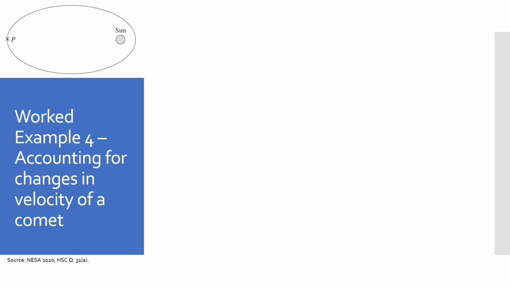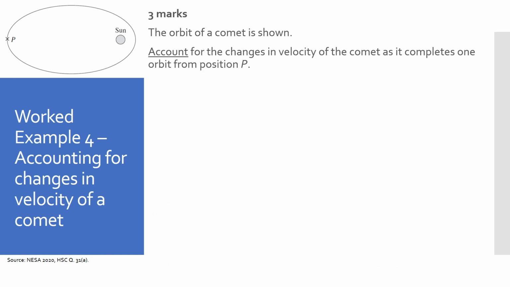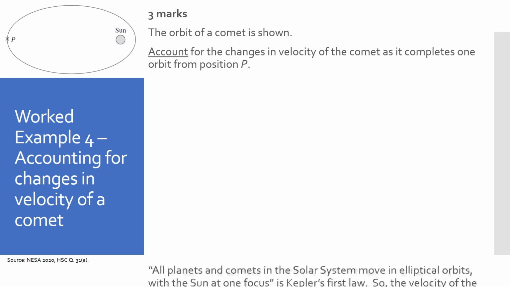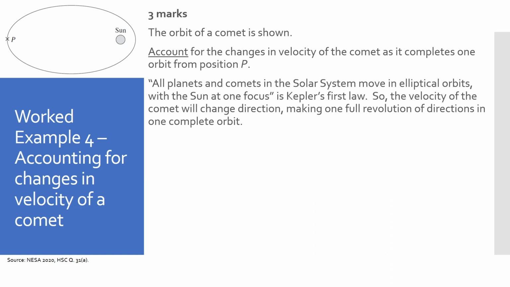Here's worked example 4, accounting for changes of velocity of a comet. It's a past HSC question. The question is, the orbit of a comet is shown in the top left diagram. Account for the changes in velocity of the comet as it completes one orbit from position P. P is the aphelion, the farthest point from the Sun. And here's a sample answer.